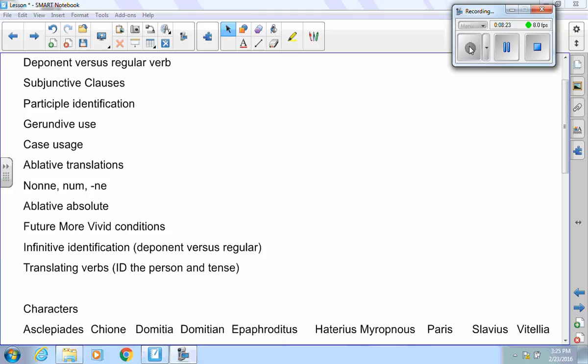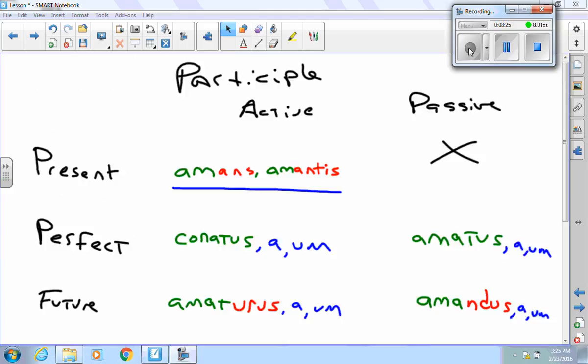Participle identification, we went over that today. You have these participles that you're going to have to be aware of. Present active participle. We do not have a present passive participle. We do have a perfect active participle. It will look just like the perfect passive, except for it comes from a deponent. This one comes from conor. Conatus is a perfect active. Our future active participle is us, and our future passive is us.